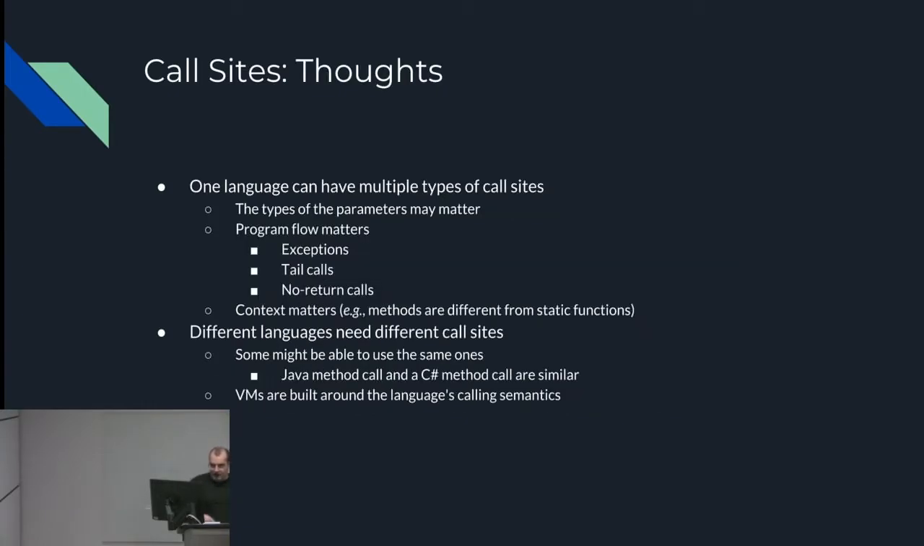So one language can produce multiple different kinds of call sites. The types of the parameters may decide what kind of function it is. You can imagine if you've got a generic versus non-generic kind of world, that may be something you care about. The program flow matters. What kind of returns do you do? So exceptions are some kind of non-direct return that you have to handle. Some languages support things like tail calls, where you can return another function's value, so you don't need to be on the stack anymore, and you can do that forever. Some functions don't return. Exit in C, you know, that exits your program. There's no return value from that. That can be a different kind of call site potentially.